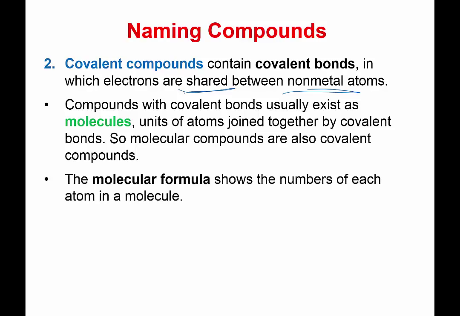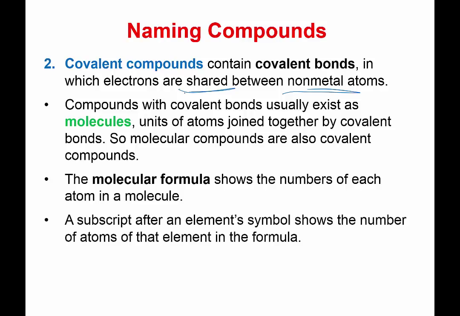So we can write the formula for molecular compounds. We call that the molecular formula. That just shows how many of each atom there are in the molecule. And I already mentioned this, but again, we use subscripts in the formula. So a molecule that everyone knows, of course, is H2O, water. All water molecules contain exactly 2 hydrogen atoms and 1 oxygen atom.